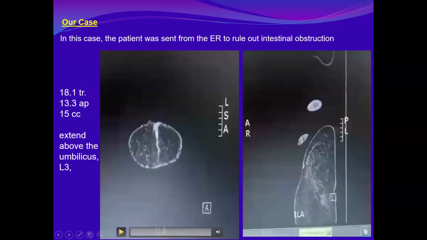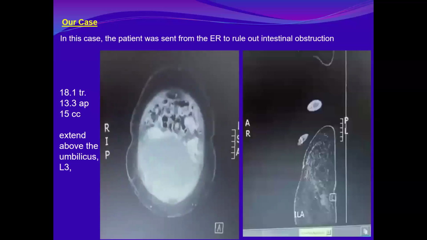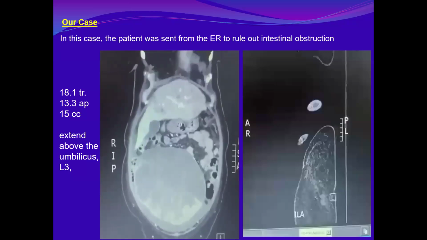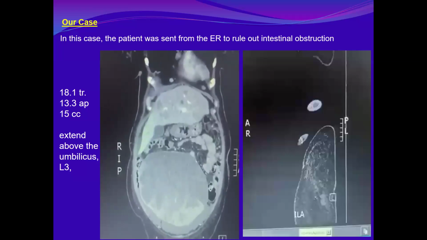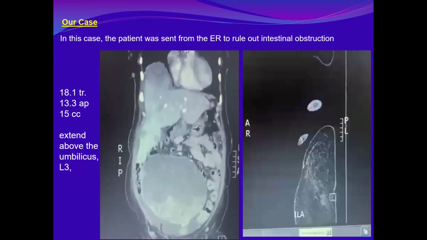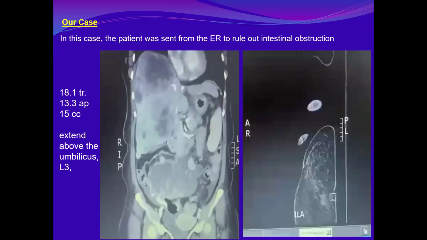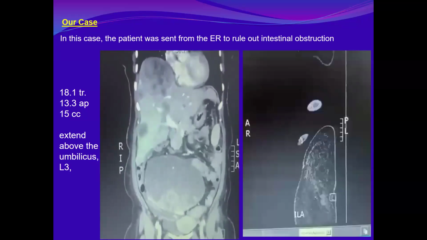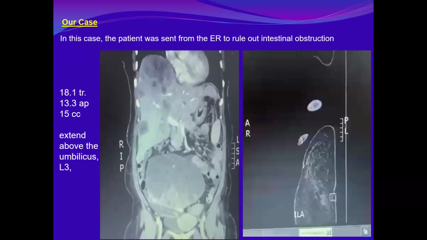This patient presented to the radiology department from the emergency department, from the ER, to rule out intestinal obstruction. We don't know exactly why they suspect intestinal obstruction, whether because of overdistension or a distended abdomen, or because the patient presented with pain. They did not explain in the request, it just says to rule out intestinal obstruction.